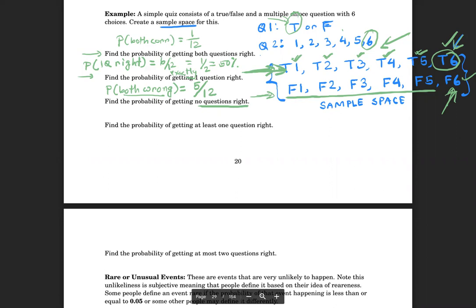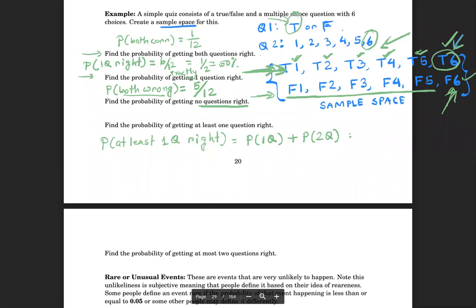And the last one, find the probability of getting at least one question right. The probability of at least one means the probability of one question right plus the probability of 2 questions right. Can you have 3 questions right? The answer is no, because there are only 2 questions. You could write it indefinitely, the probability of 3 questions, 4 questions, 5 questions, but all of them are going to be zeros. So don't worry about that.